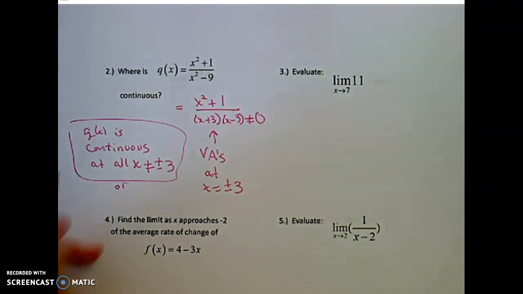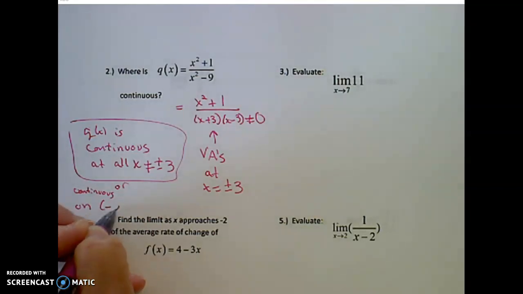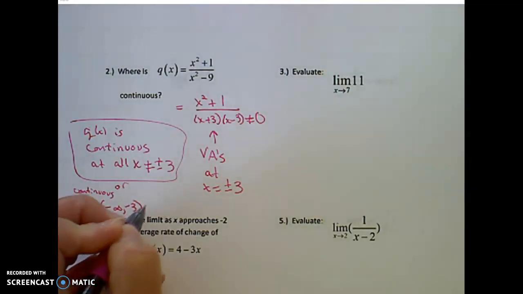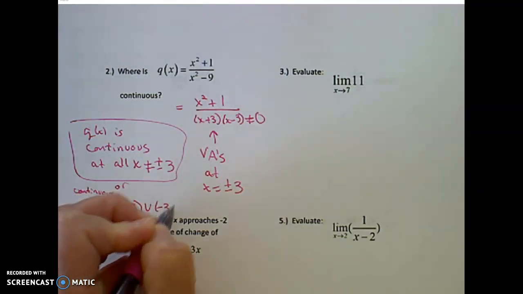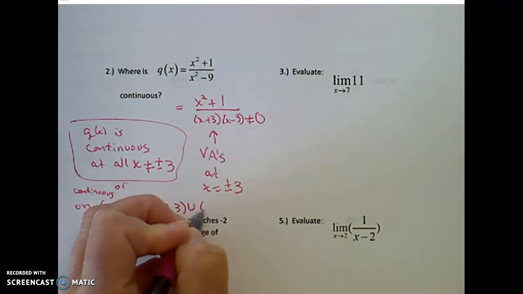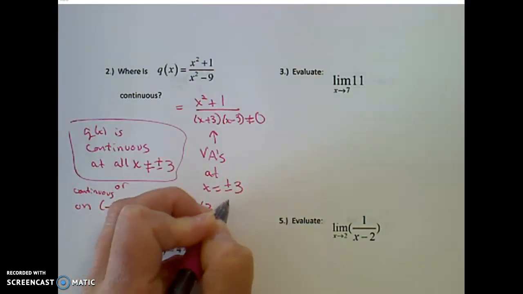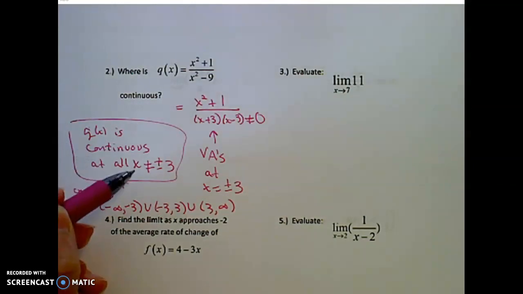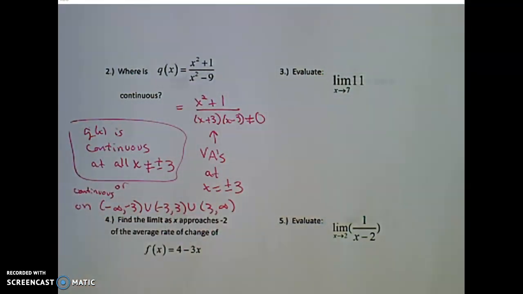Or you can say continuous on the intervals -infinity to -3 united with -3 to 3 united with 3 to infinity. Continuous everywhere except x equals plus or minus 3, or continuous on all of those intervals. Either way is perfectly fine.